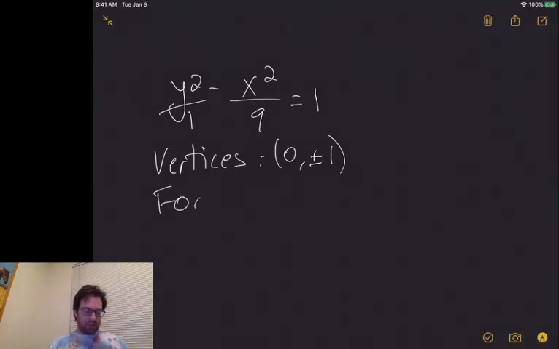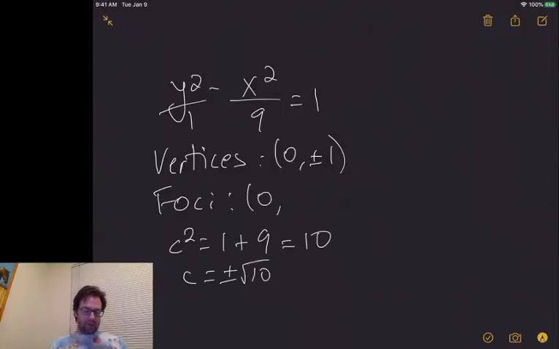For the foci, we're going to use the Pythagorean theorem again. So c squared equals 1 plus 9, that's a squared and b squared, which is 10, which means c equals positive or negative square root of 10. And so my foci, once again, because it's vertical, are on the y-axis, so we get 0, positive or negative square root of 10.